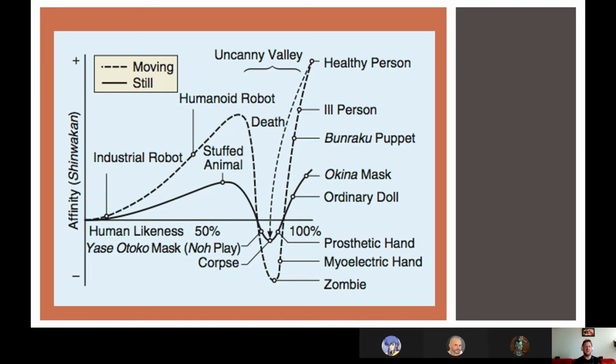And at the very top right, you have the healthy person. Everything's fine. The look is good. The character looks absolutely realistic. He moves in a proper way. He behaves in a proper way. So that's the Uncanny Valley. This thing was described for humanoid robots.